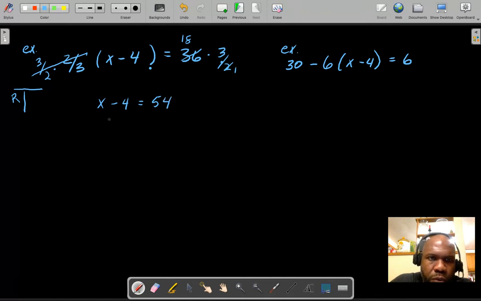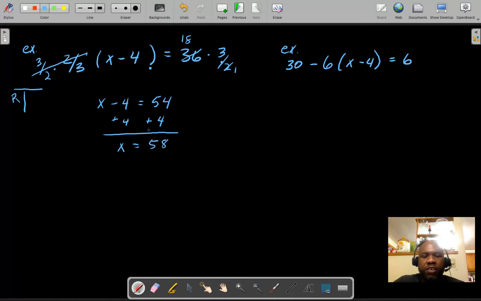Okay, so what do I have to do now? I add 4 to both sides, and I end up with an easy question of x equals 58. Sorry, 58, actually. And that would be the answer to the question.